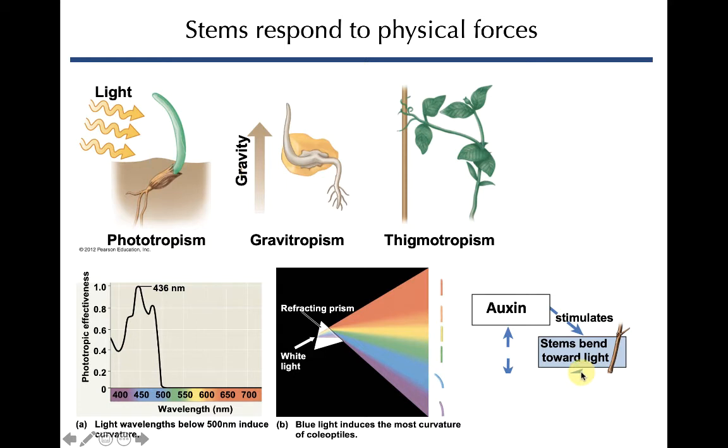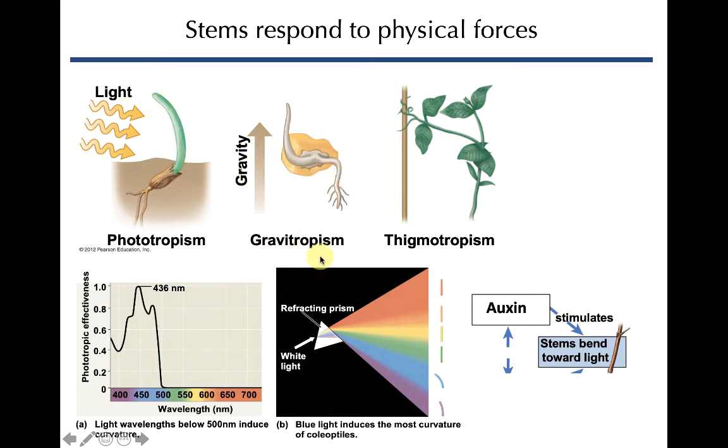And the hormone involved in this bending is auxin. And auxin stimulates cells to elongate. And so if you have cells elongating on one side and not on the other, that is going to bend the stems towards the light. So this is positive phototropism.